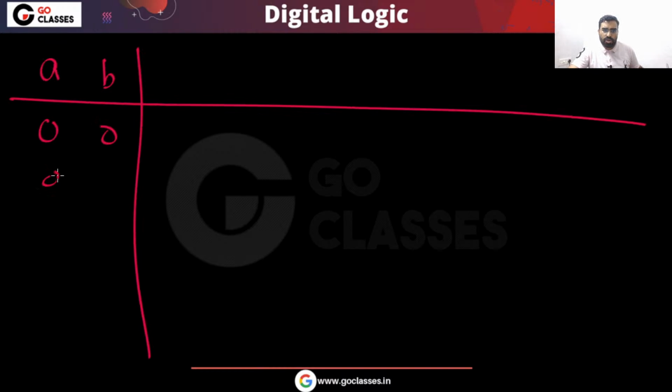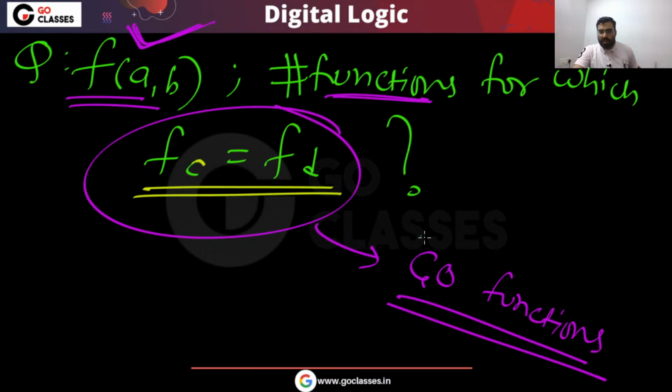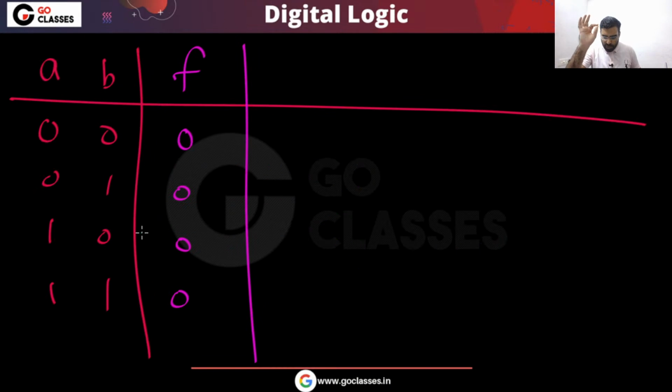A B: 0 0 0 1 1 0 1 1. So we have to find those functions for which f complement is same as f dual. Tell me, is this function a go function? Let's call it a go function. Go function means those functions for which f complement is same as f dual. Is this function a go function? Yes, this is a go function, right?